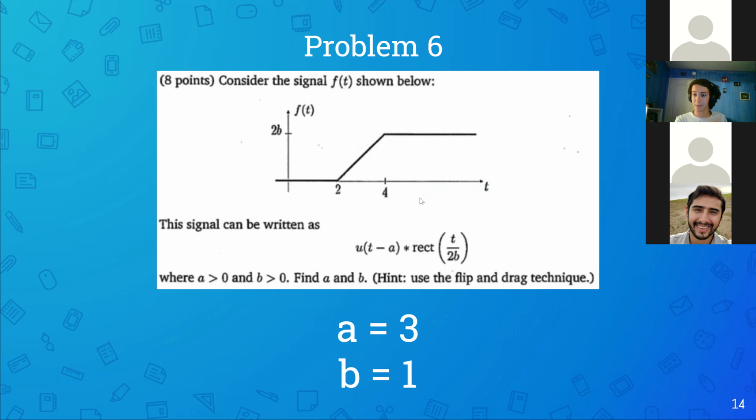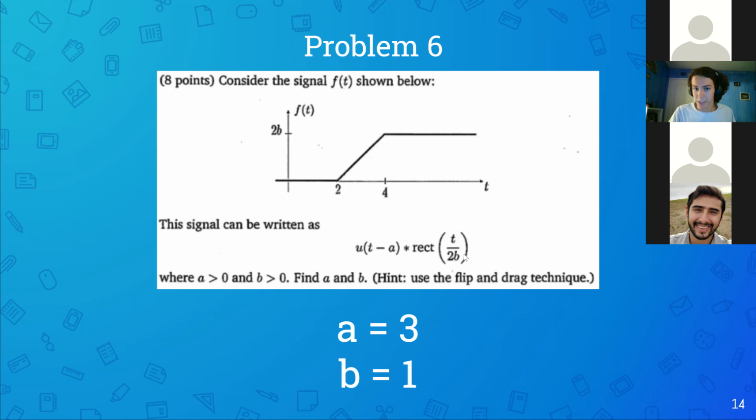Okay, so I'll go back to the reasoning for this. If you take a rectangle function and you are doing the flip and drag technique over it, what this is saying is that the amount of time it takes u of t to pass over the full rectangle function is 2. So we know that the length of the rectangle has to be 2. And since we already have t over 2b, and that stretches out the function, and we know the original length of the rectangle function is 1, we're just stretching it out by 2, which means that b has to be 1 so that the overall stretch of the function is 2. Okay?